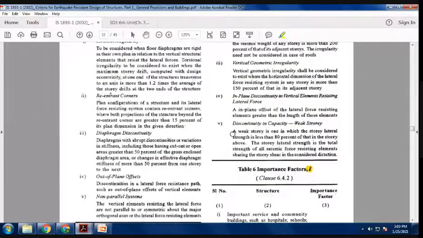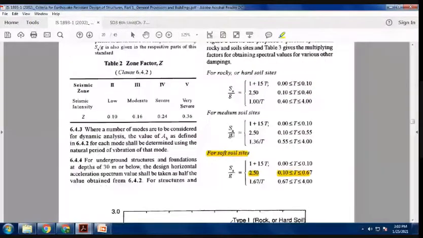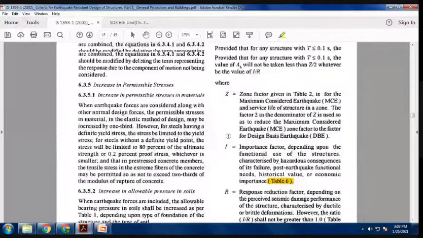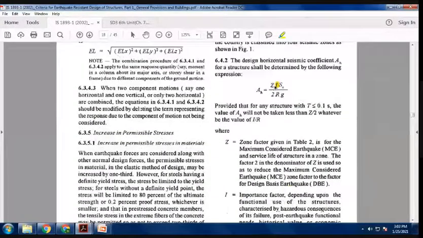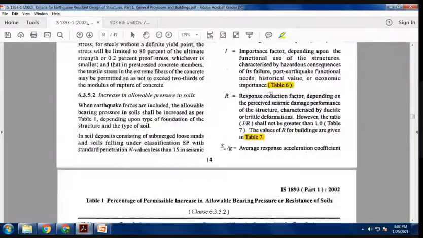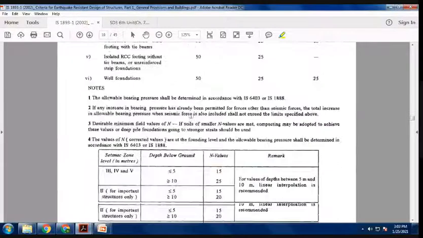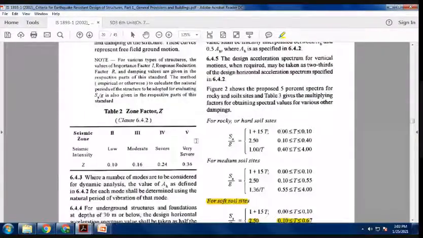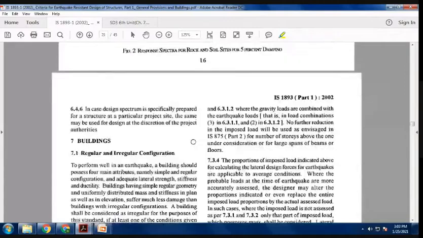Once I go up, we have seen Z, and we have seen Sa by g. Now we are left with I and R. I is nothing but the importance factor, and R is nothing but the response reduction factor. So how should I consider the I value?